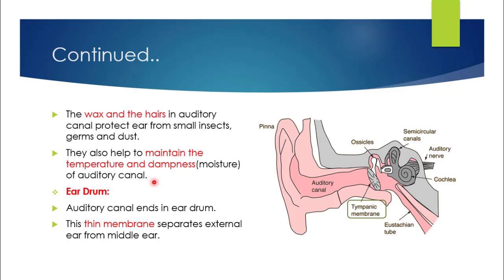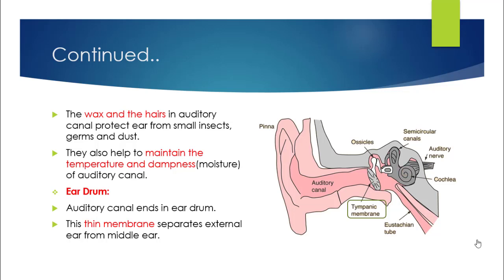Now the last part of the external ear is the eardrum, right after the auditory canal. The auditory canal ends in the eardrum. Here is the eardrum or tympanum. This thin membrane separates the external ear from the middle ear. This portion is the external ear that consists of pinna, auditory canal and tympanum, and right after this tympanum the middle ear starts. So this is actually a separation between the external ear and the middle ear. So this was all about the external ear and its three important parts.